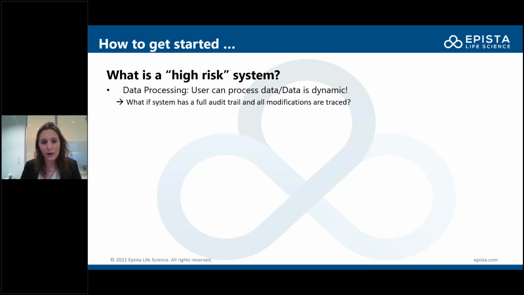What if all the modifications and processing that is done by your user is traceable? Is this then really your high-risk system? Do you need to avoid having any of those systems, or is it maybe not?